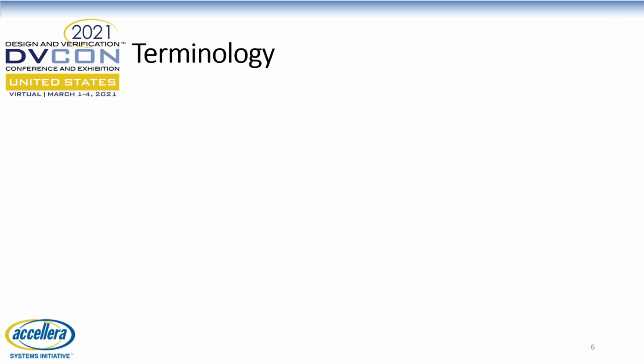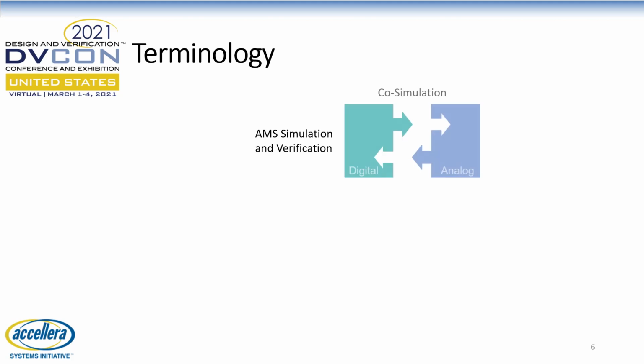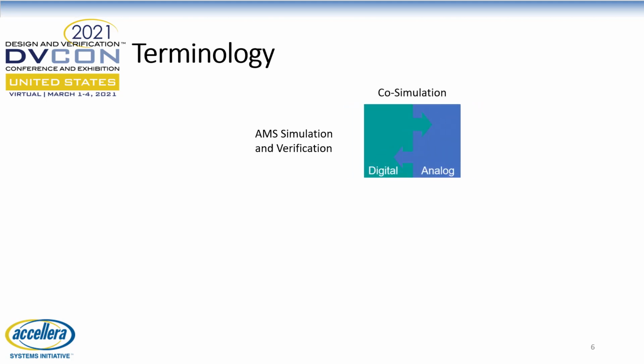So before we get too far into things, I'd like to take a moment here to make sure that we all agree on the terms we'll be using. Analog mixed signal simulation and verification refers to systems that can simulate and verify AMS designs either through co-simulation, where a digital engine is combined with an analog or electrical solver, or with an event-driven digital engine that can include analog real number models. This is sometimes referred to as digital mixed signal simulation, or DMS.